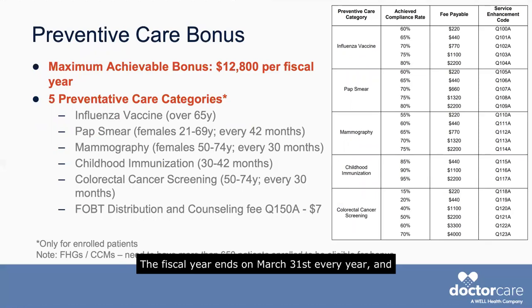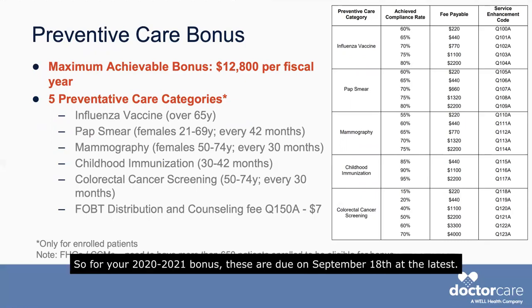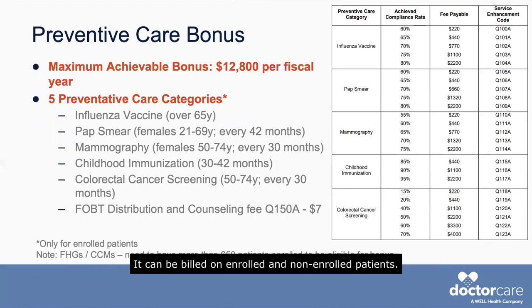The fiscal year ends on March 31st every year, and you have 6 months to reconcile for this bonus. So for your 2020-2021 bonus, these are due on September 18th at the latest. Please don't forget about the colorectal cancer screening fee, the Q150, which is worth $7. It can be billed on enrolled and non-enrolled patients.